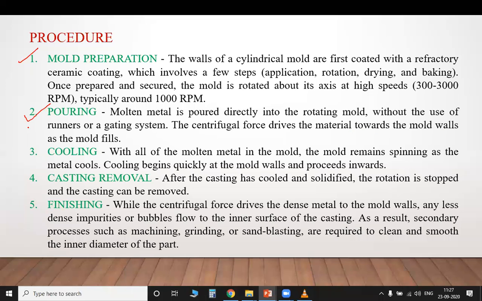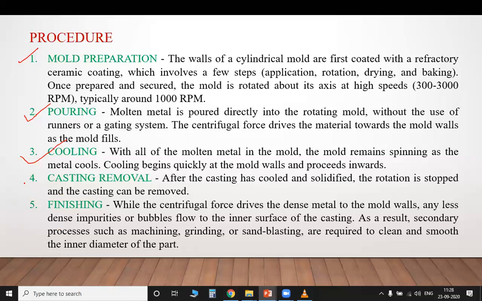As I had told you, whatever molten metal is carried over to the mold, it sticks to the walls of your mold. It does not form a solid content. So next one is cooling. All of the molten metal in the mold remains spinning as the metal cools. The cooling begins quickly at the mold walls and proceeds inwards.